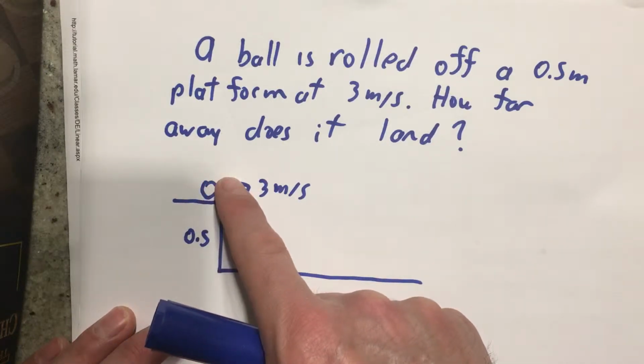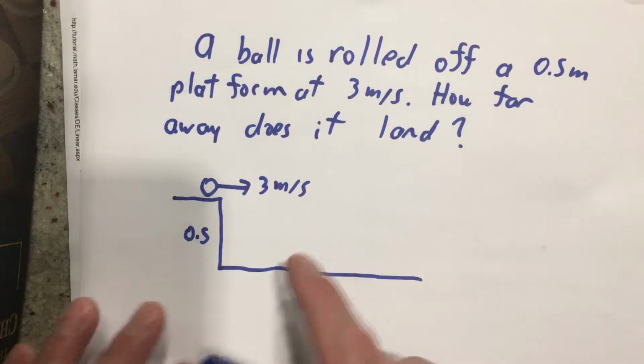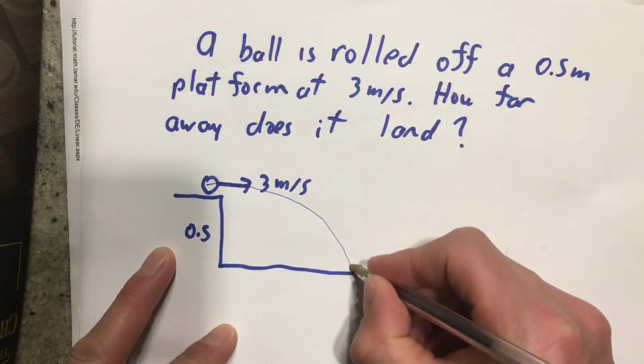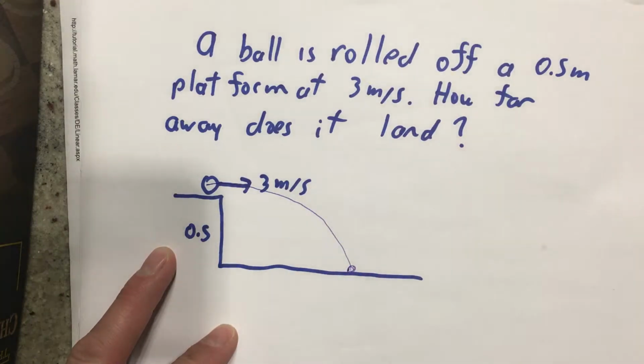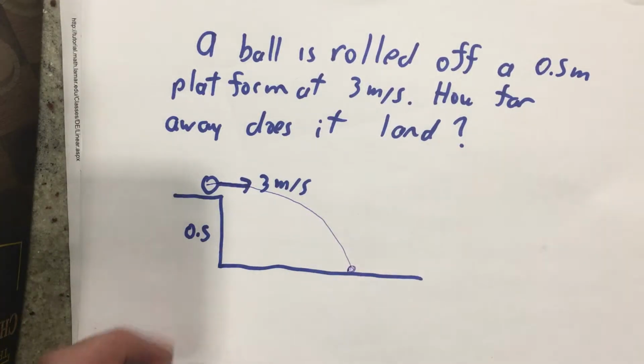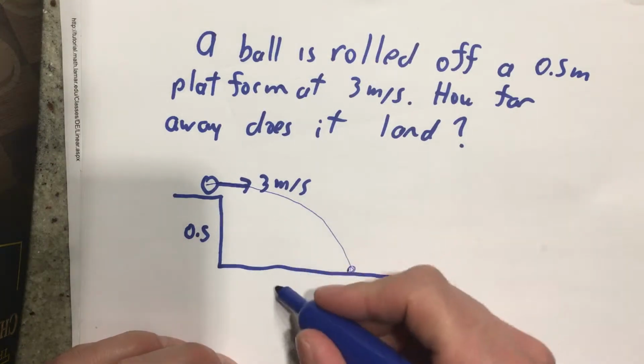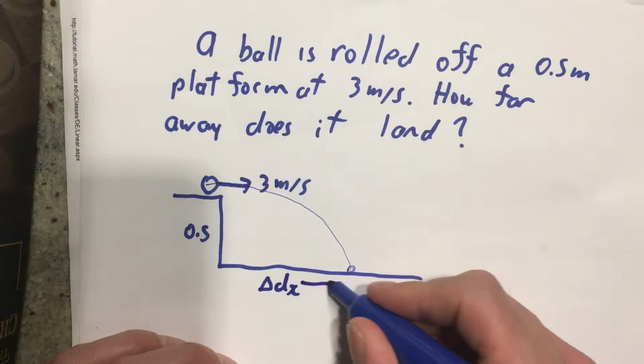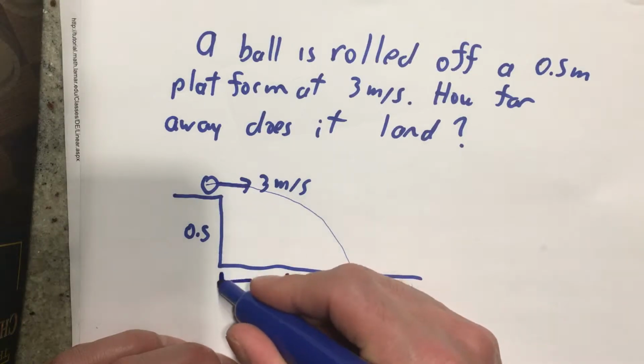And of course, as soon as it's off the platform, it's going to start to fall. And it'll follow a path like this. And it's going to land here. And the question is, how far away does it land? So what is the displacement along the x-axis going this way?